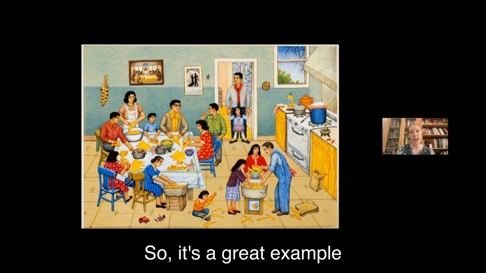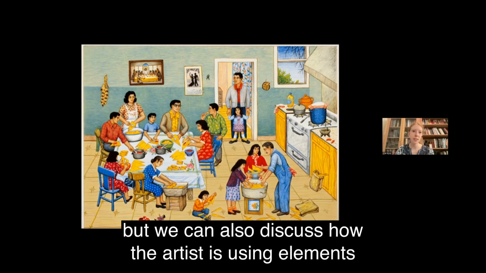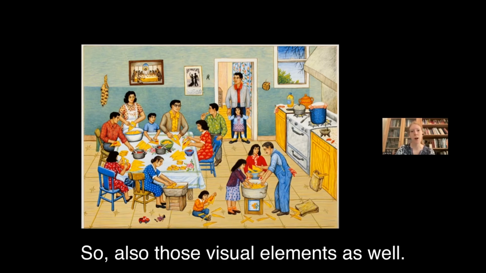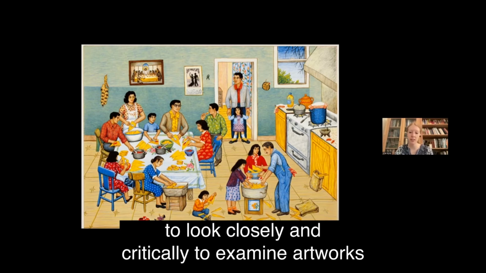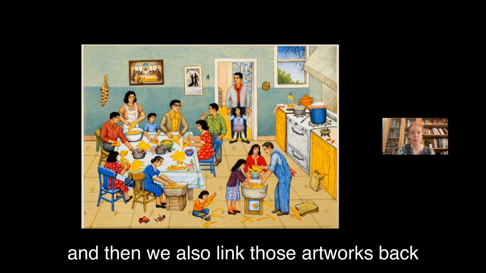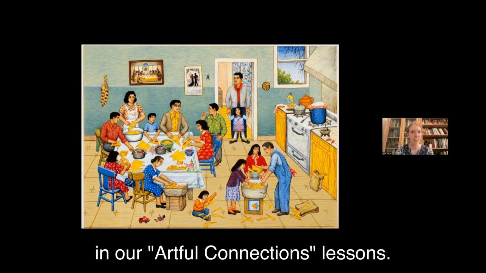So it's a great example of how we can explore heritage topics through art, but we can also discuss how the artist is using elements like shape and color to create a happy environment in this work. So also those visual elements as well. So these two examples showcase how we prompt students to look closely and critically, to examine artworks for evidence, to use them as complex texts, and then we also link those artworks back to the chosen subject and curricular area in our Artful Connections lessons.